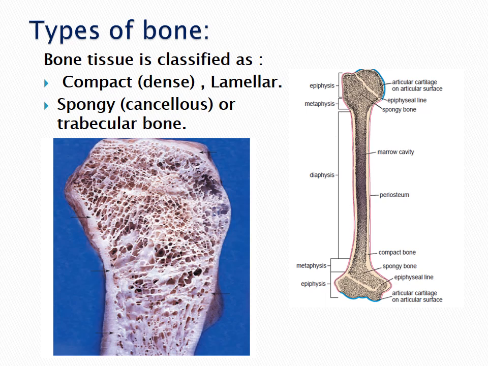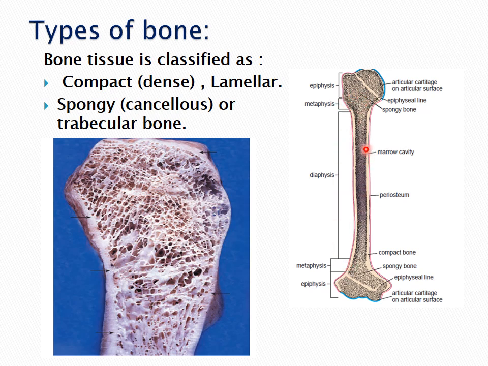Now, bone is classified histologically into two types: the compact bone, or lamellar bone, also called the dense bone, and the spongy bone, also called the cancellous bone or trabecular bone. This diagram shows a long bone in which the diaphysis is composed of compact bone, and the epiphysis or the metaphyseal plate is composed of spongy bone.